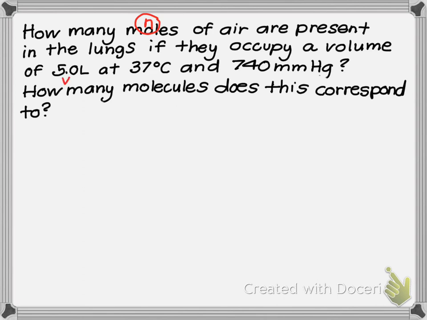So here's my V at a degree Celsius. So here's my T, and a pressure of millimeters of mercury. So I identify this, and I think, well, I'm going to use the ideal gas law because I have all my variables here. So PV equals nRT. And I have to check with R and make sure that my units are going to be able to cancel with R.